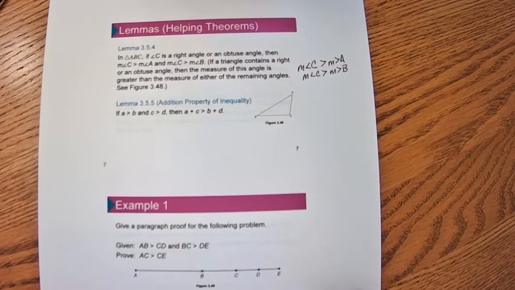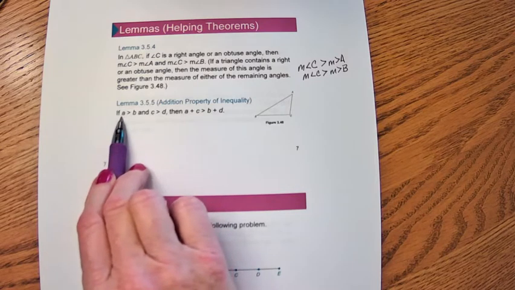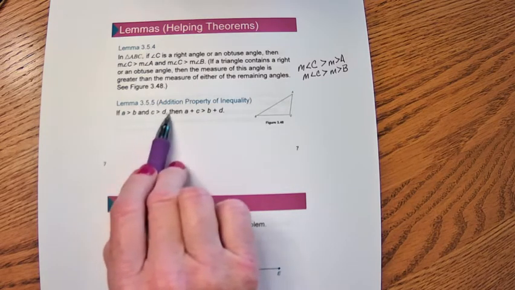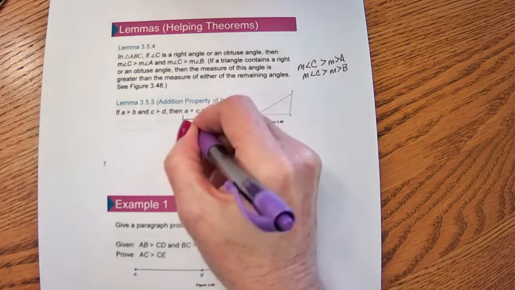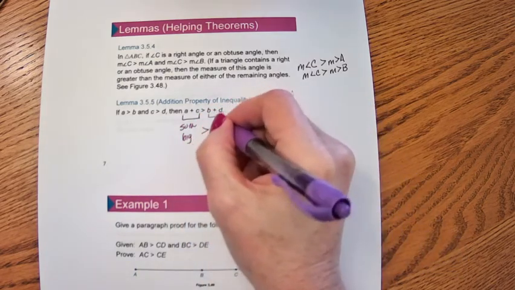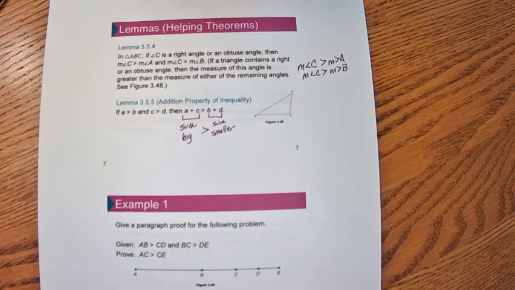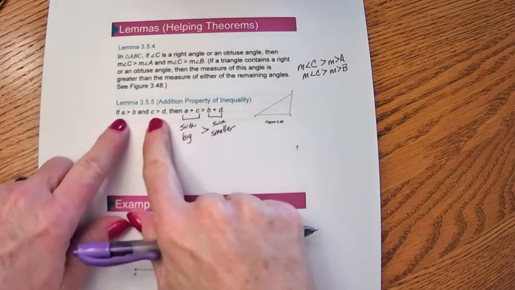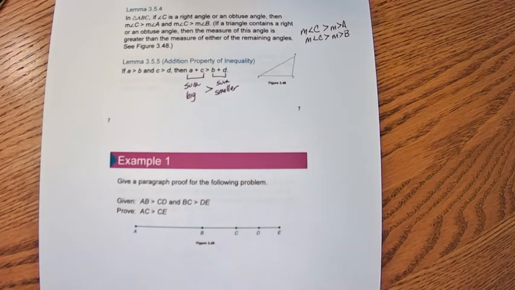All right, and here we have the addition property of inequality. If I'm comparing two values and A is bigger, and I'm comparing these two values and C is bigger, the sum of the biggers is always going to be greater than the sum of the smallers. If I add the two large values together, that's always going to be bigger than adding the two smaller values together. And we'll see an example of that down here.